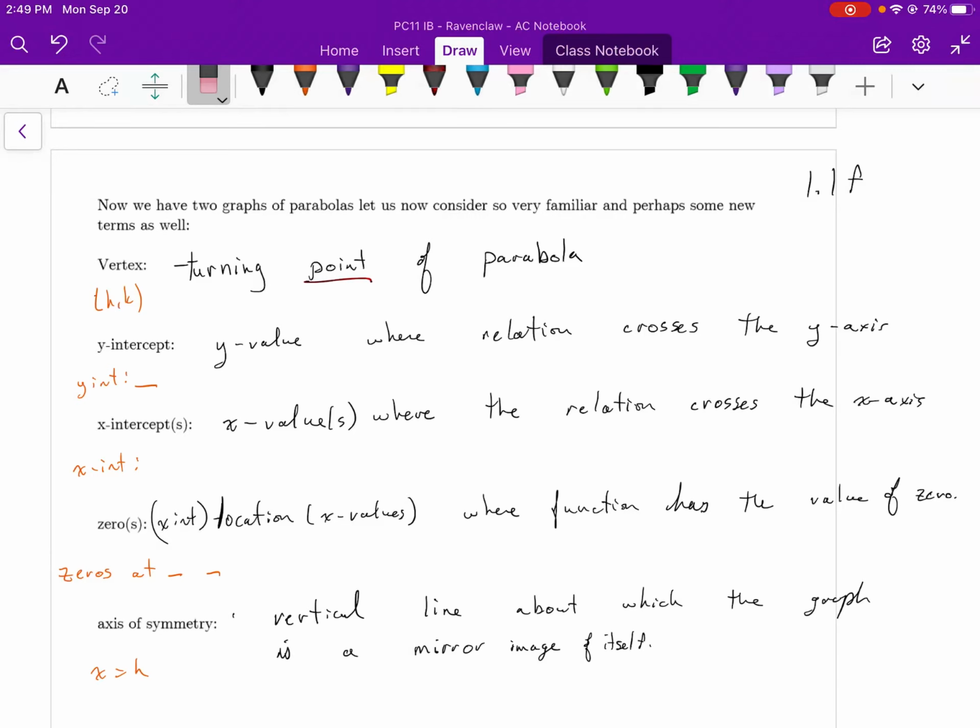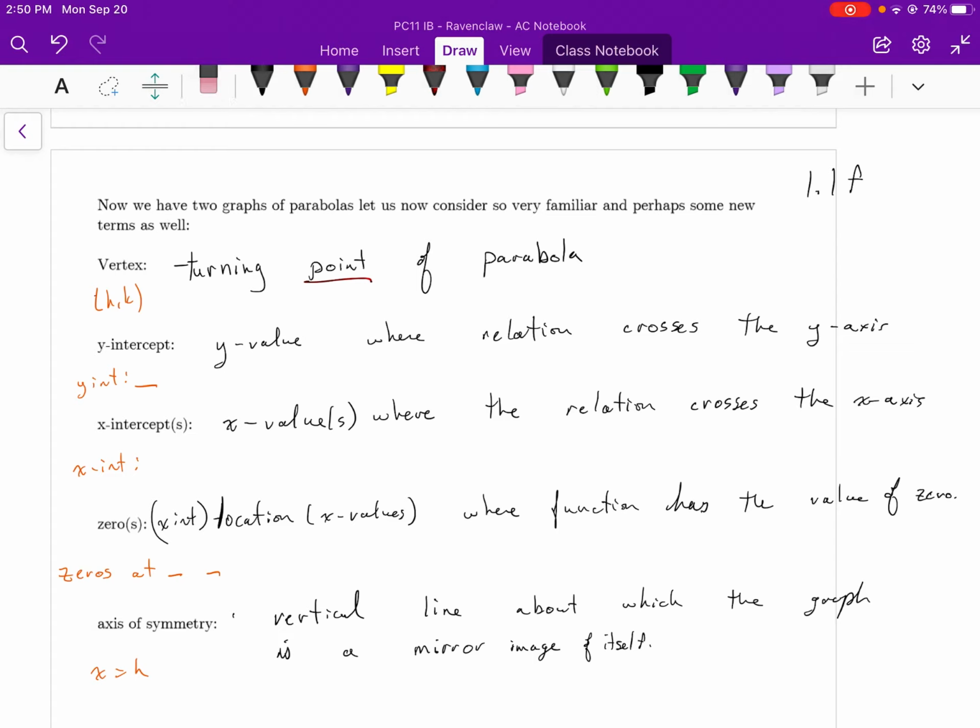So we are going to take a look at the definitions and the language of parabolas. So here are some definitions. You may want to pause as I'm going to go through these fairly quickly. The vertex. The vertex is a turning point of the parabola.